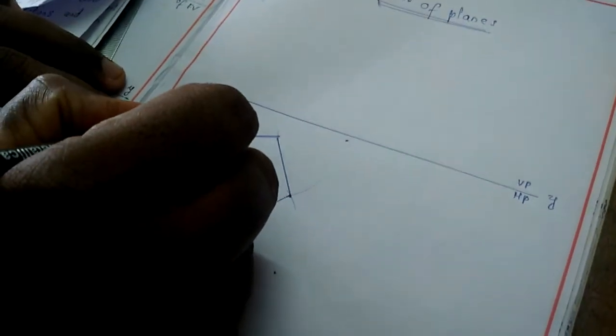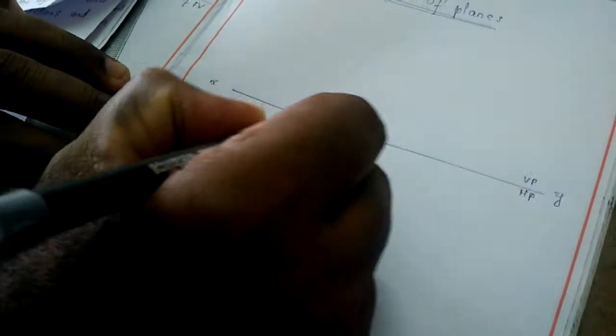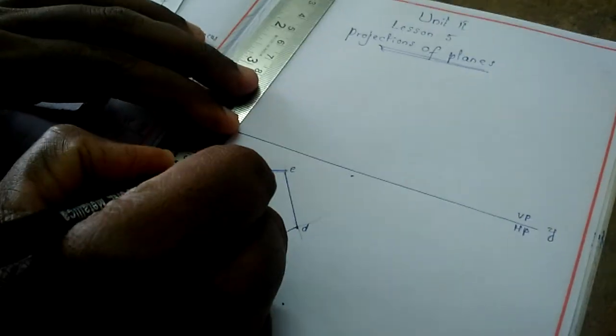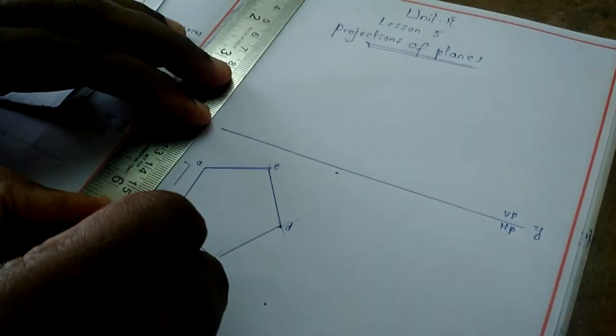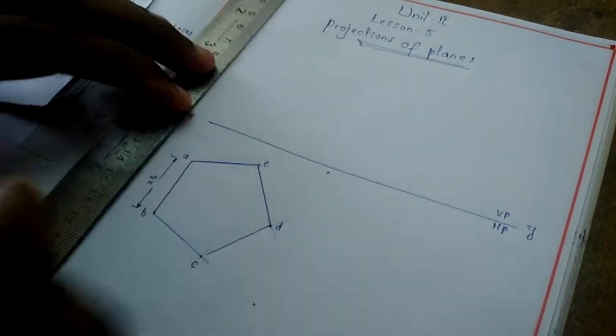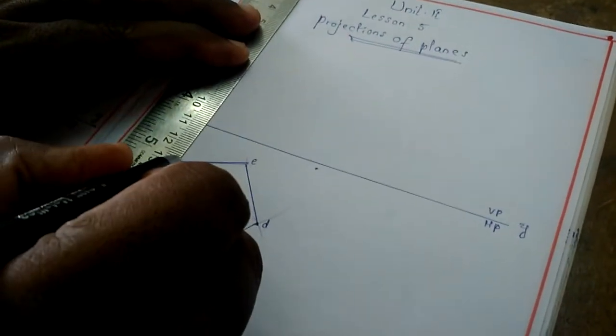So here, this is A, this is B, this is C, this is D, and this is E. This length is 25. Why? Because all sides are equal. This is a regular pentagon, so that's why 25. Once you have drawn the top view, then you project the front view.